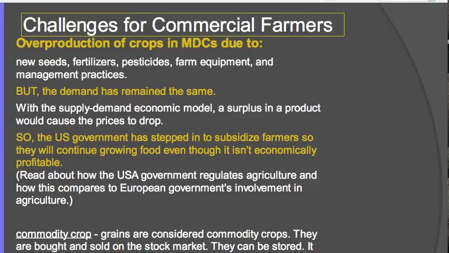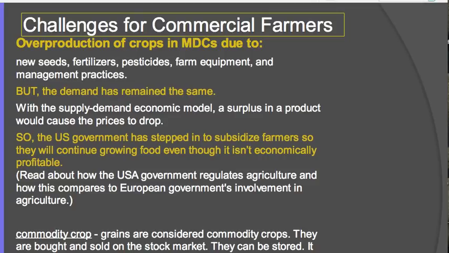Farm equipment. In the United States and other MDCs, the farming is capital intensive, so there's a lot of equipment that is specially developed for certain crops, especially when you have monoculture and we are harvesting wheat or corn or such, that we have special farm equipment. And then just management practices, just the way we go about it. We have large factory farms that allow more efficiency and economies of scale.